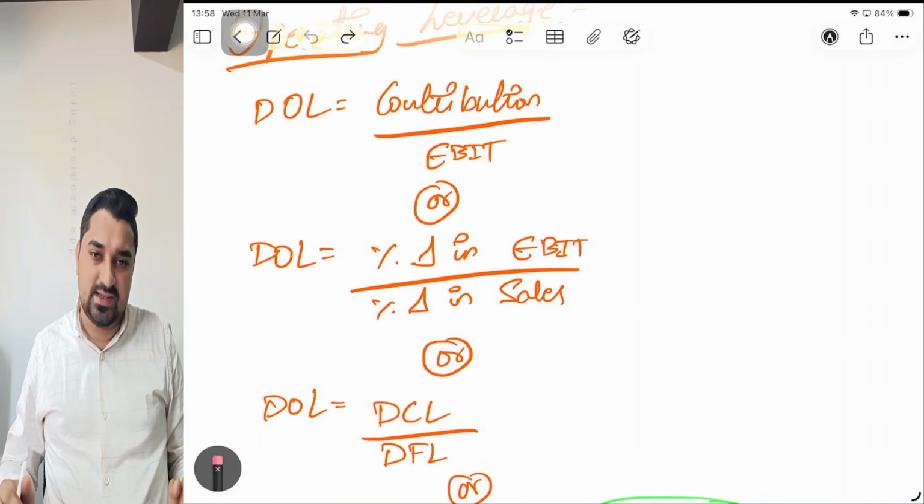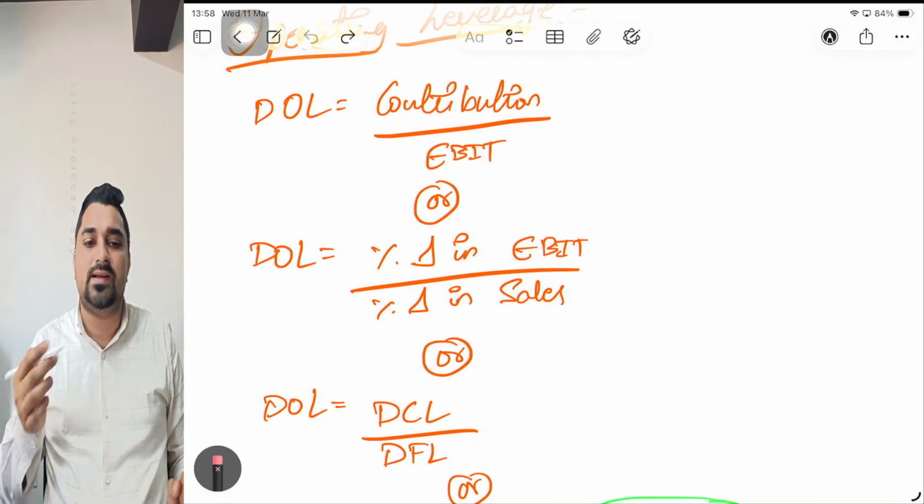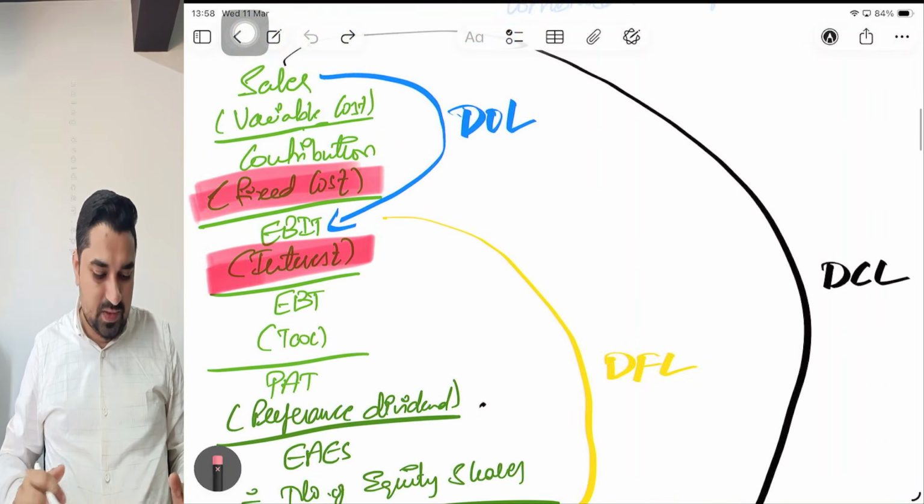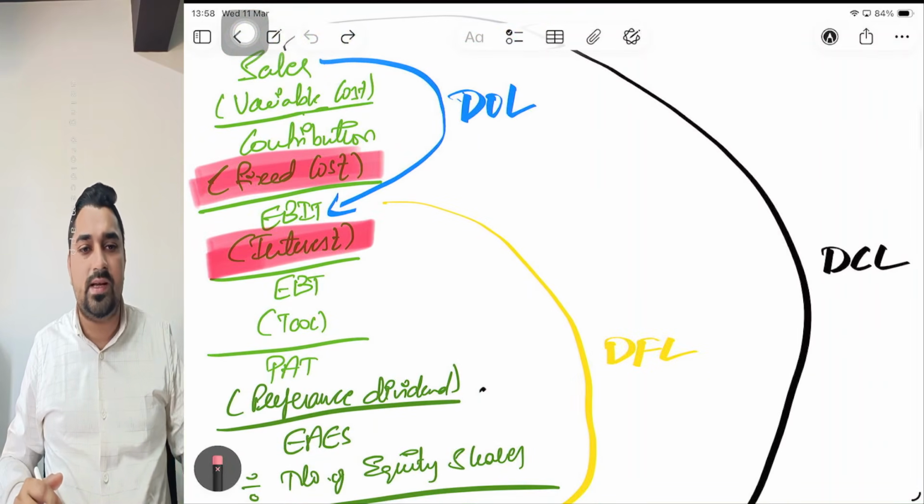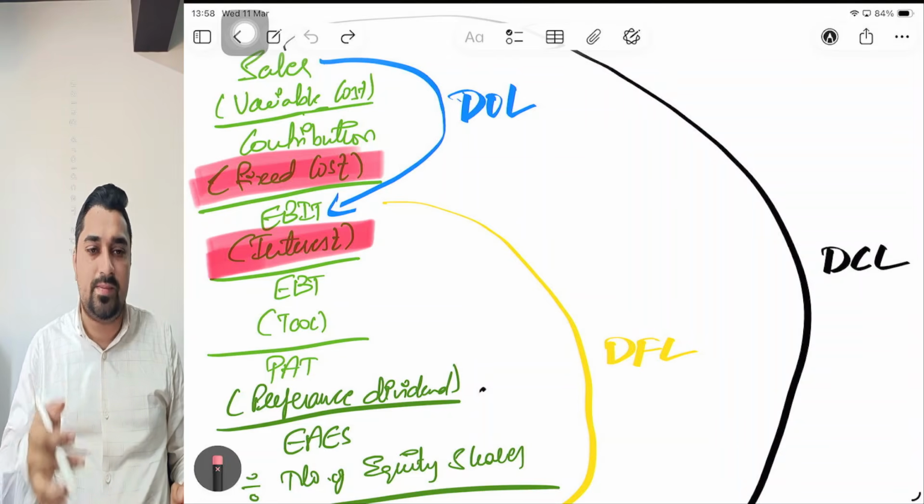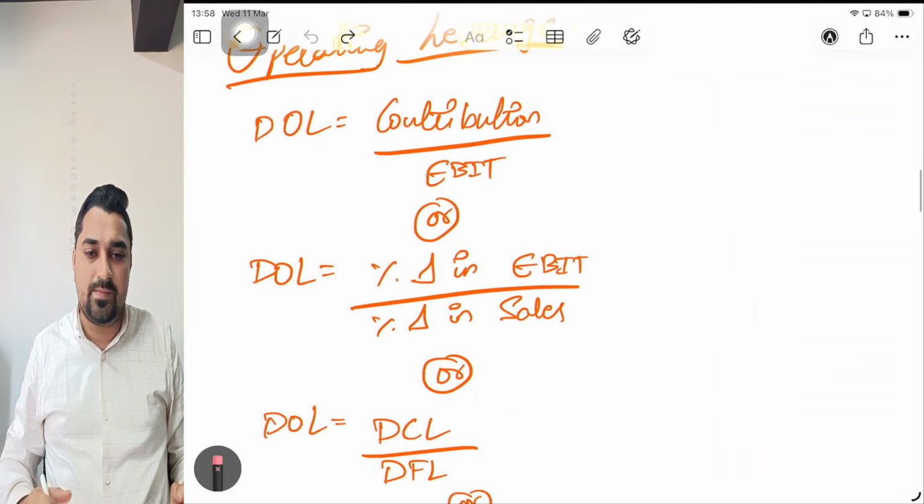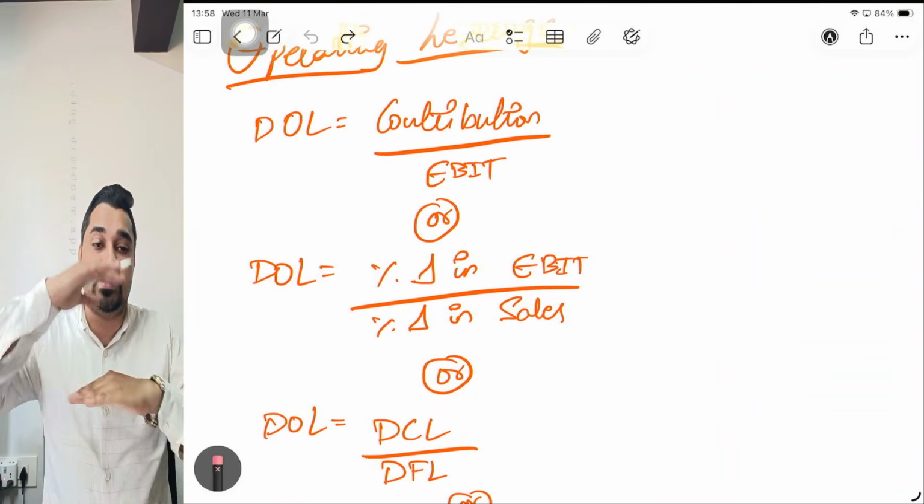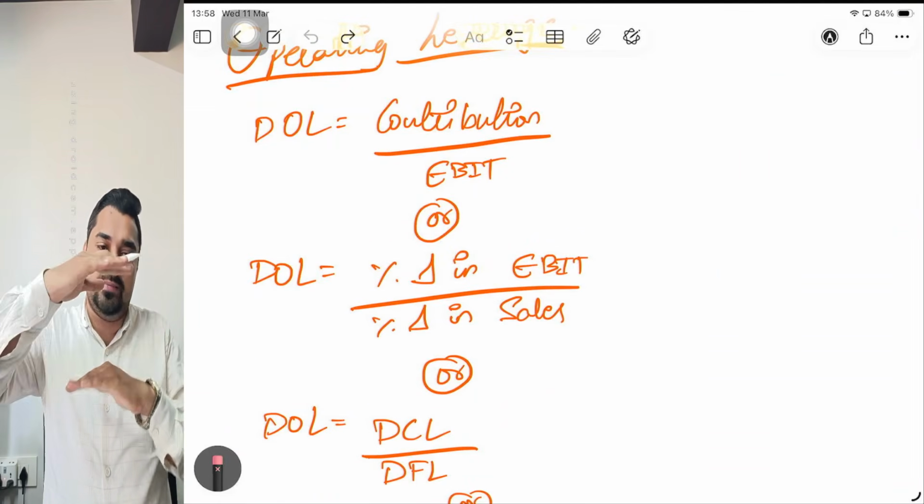We remember percentage change in, but we don't know which one goes on top. You need to remember what is a dependent variable and what is an independent variable. Is sales dependent on EBIT, or is EBIT dependent on sales? Very obvious, my EBIT is dependent on sales. Whatever is the dependent variable will come at the top because it is dependent on something. My EBIT is dependent on sales.